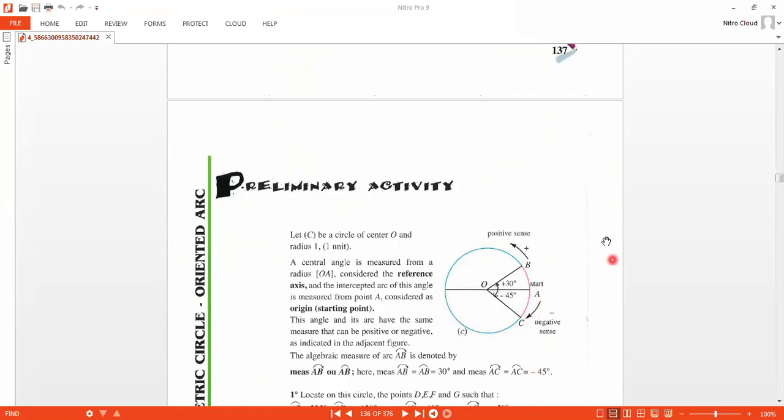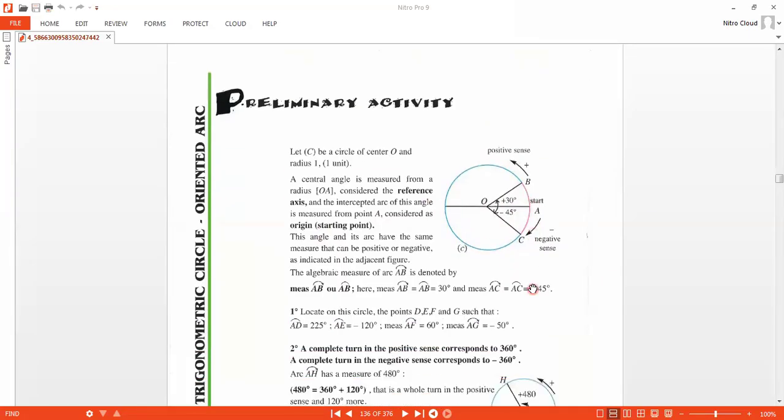Let us remember together what's the meaning of a central angle. AOB is a central angle that measures 30 degrees. Then the arc AB measures 30 degrees because it's facing this central angle. So the arc is equal to the central angle that faces it. Okay? What else we need to know?